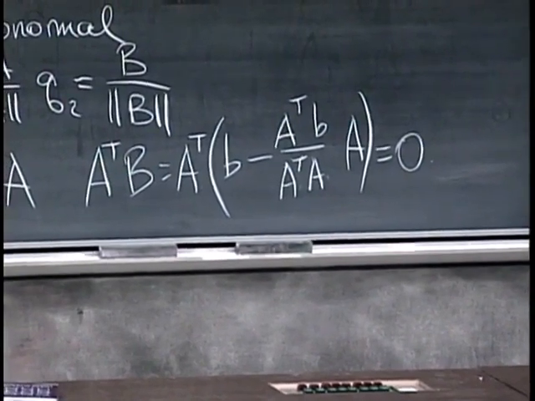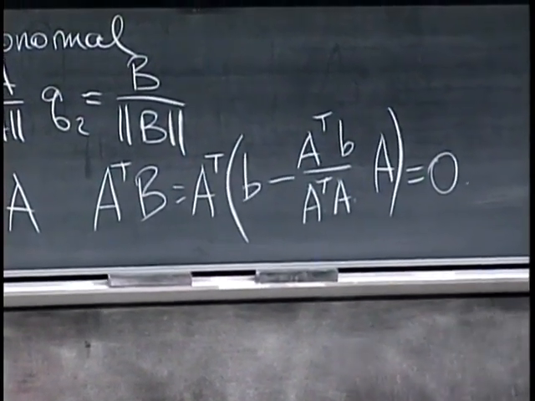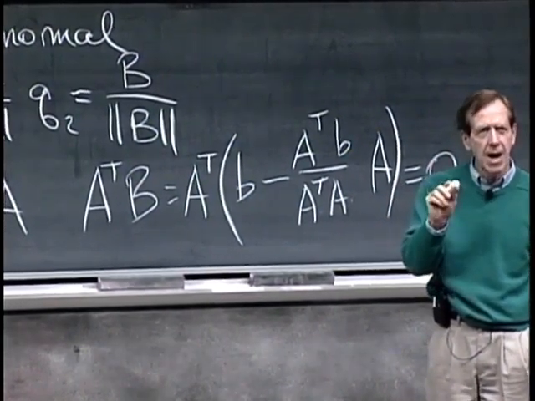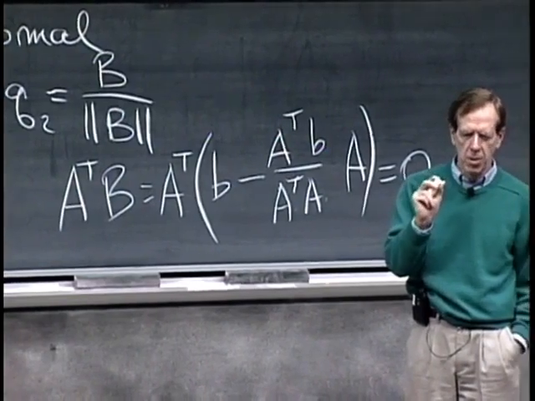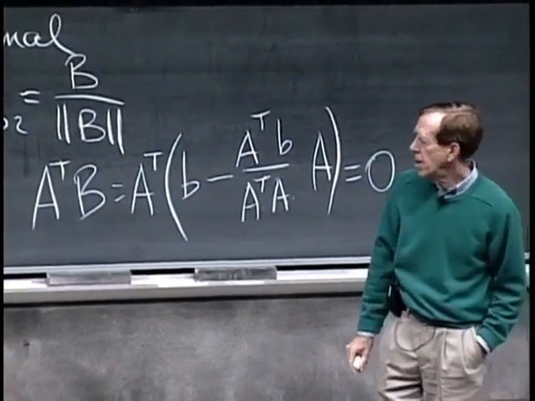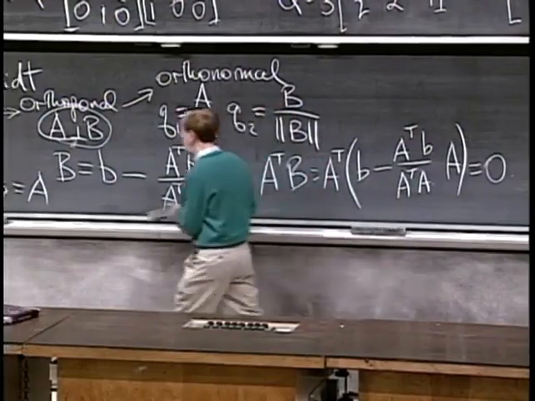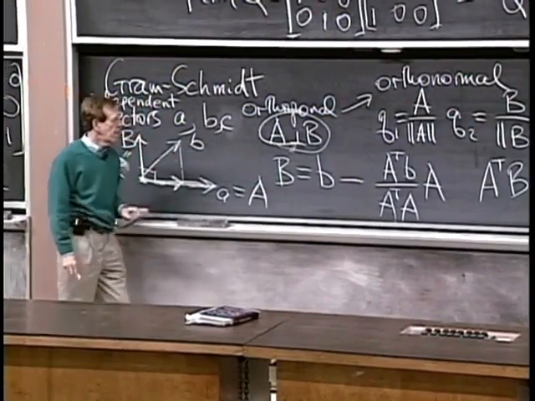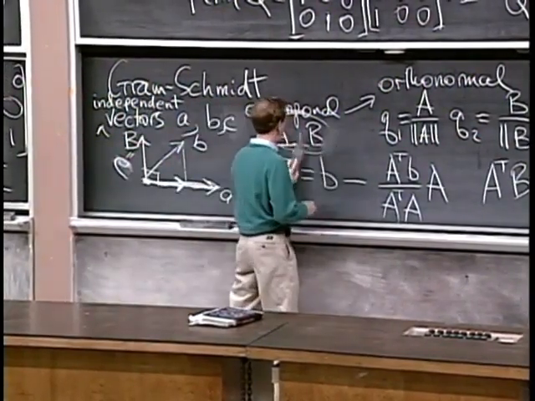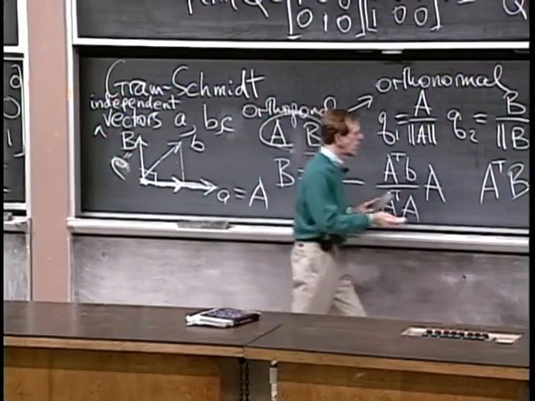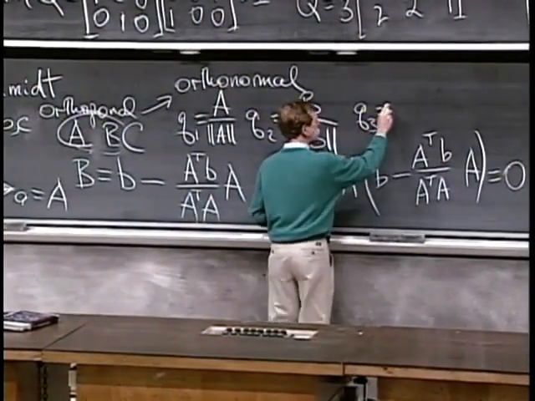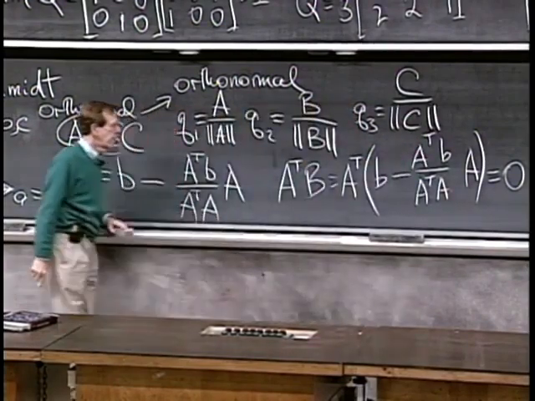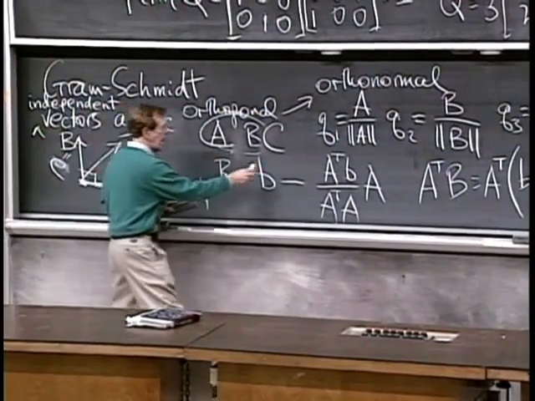Now, I guess I can do numbers in there, but I have to take a third vector to be sure we've got this system down. So now if I have independent vectors A, B, and C, I'm looking for orthogonal vectors A, B, and capital C, and then of course the third one will just be C over its length, the unit vector. So this is now the problem.